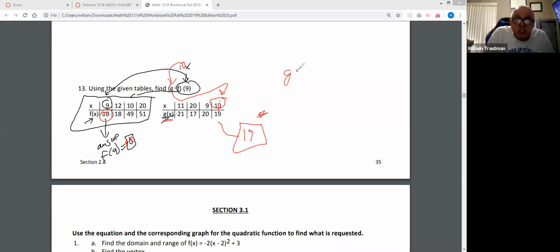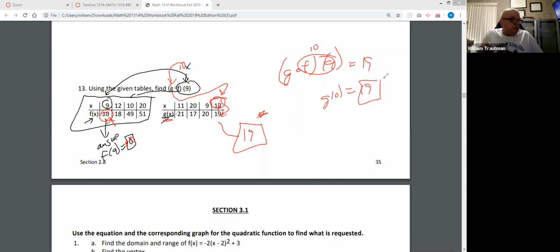The function g of f when x equals 9 equals 19. First we find this, the answer to that, and the answer to that was 10. The y value is the answer. Now I find g of 10. G of 10, the y answer is 19, and that is my final answer.